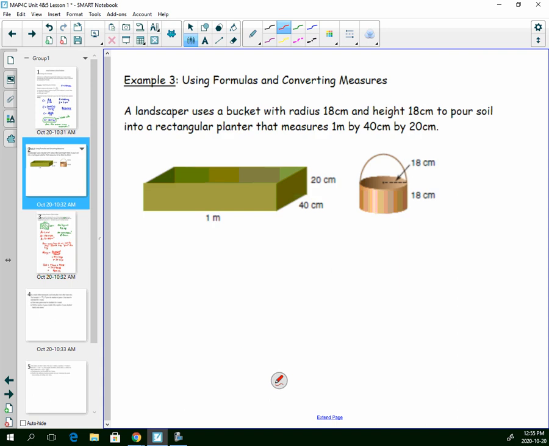This is the third example. So now we want to use a bucket to fill up this rectangular planter. Okay, so I want to know how many times do I have to fill this bucket with soil to fill up this planter. So if I'm thinking about this, I think, well, how many buckets do I need?